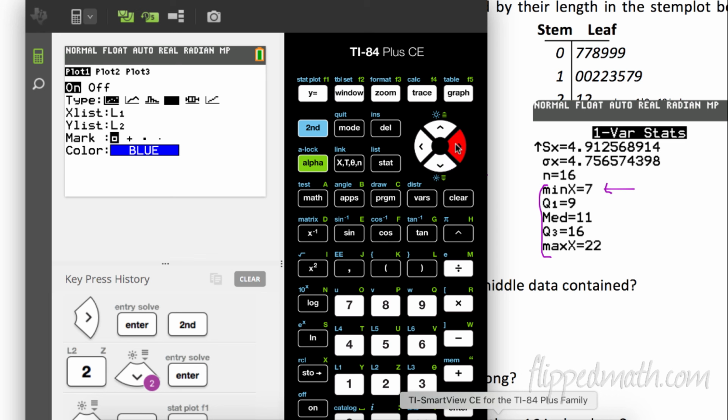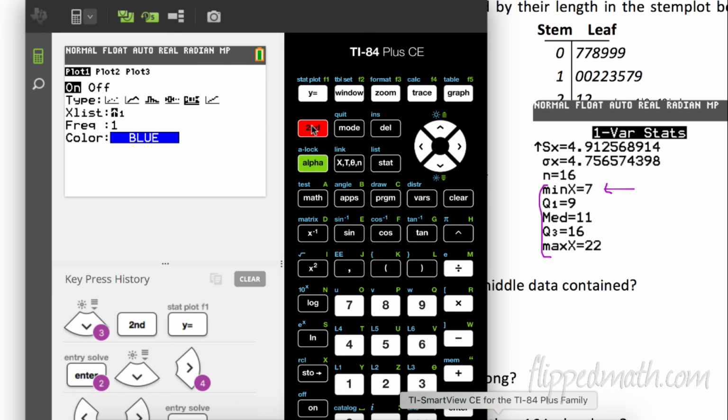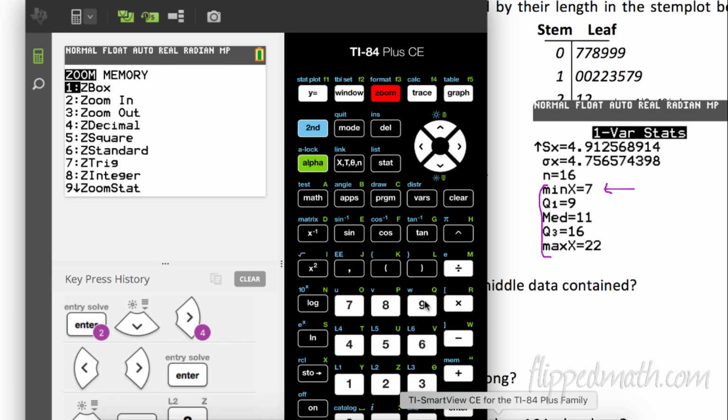Now there's two types of box plots. There's one that's called modified, and that will show you if you have outliers, and it'll show it with little points. But right now we're just going to do the regular box plot. We're going to hit enter, and then it asks you where is your data, your X list. That is where your data is. So mine was in L2, and I'm going to put it in there. Frequency we don't have to worry about changing. Color is blue. So now if you want to see your box plot, zoom 9.